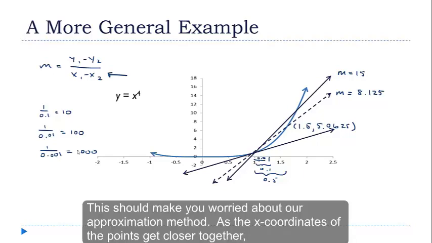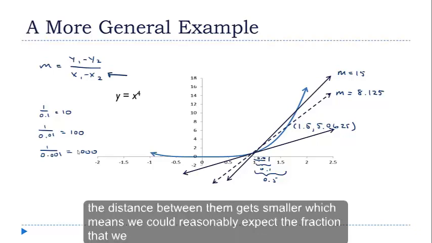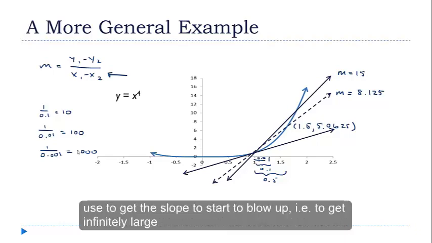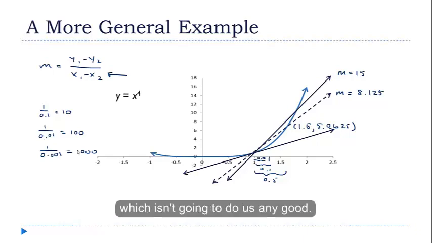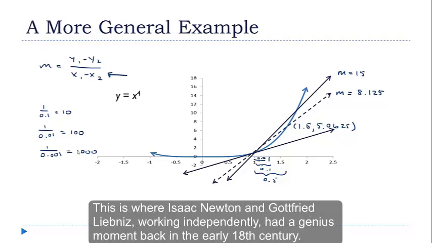Okay, so this should make you worried about our approximation method. As the x-coordinates of the points get closer together, the distance between them gets smaller, which means we could reasonably expect the fraction that we use to get the slope to start to blow up. That is, to get infinitely large, which isn't going to do us any good. You see, this is where Isaac Newton and Gottfried Leibniz, working independently, had a real genius moment back in the early 18th century.